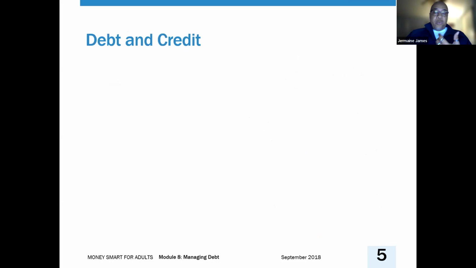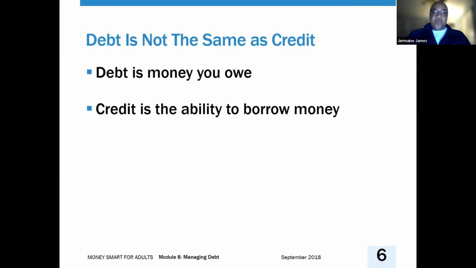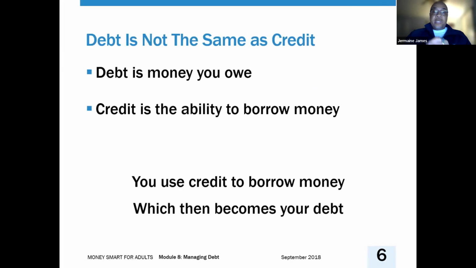When we think about debt and credit, the question that comes up is, what is the difference between credit and debt? Debt is not the same as credit. Debt is the money you owe. Credit is the ability to borrow money. And then, of course, you can use credit to borrow money, which then becomes debt.